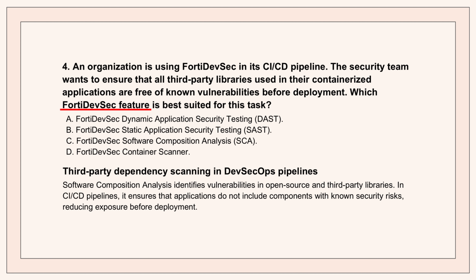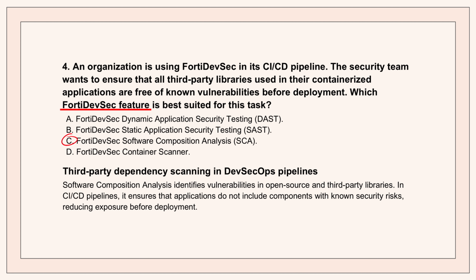Yeah, absolutely huge. And this is exactly where FortiDevSec software composition analysis, or SCA, comes into play. It's the star here. SCA tools are purpose-built to identify vulnerabilities and often license compliance issues, too, within those third-party libraries and dependencies. All the external packages, the open-source components your apps depend on. SCA scans them against databases of known vulnerabilities, flagging problems before they get baked into your deployable artifact.